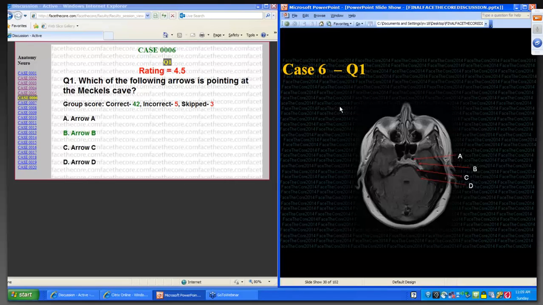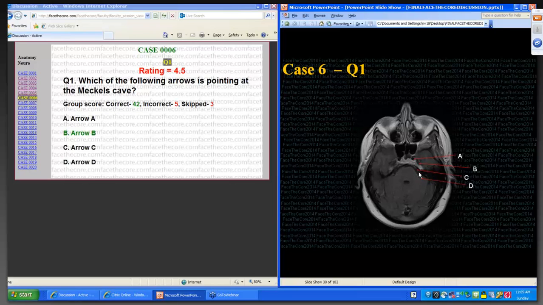Okay, next, case 6: which of the following arrows is pointing at the Meckel's cave? Is it A, B, C, or D? The correct answer is B. Remember that the Meckel's cave is this CSF-filled space, which is lined by dura and surrounded by another meningeal layer. And that CSF-filled area within the Meckel's cave is actually contiguous with the prepontine cistern located here.